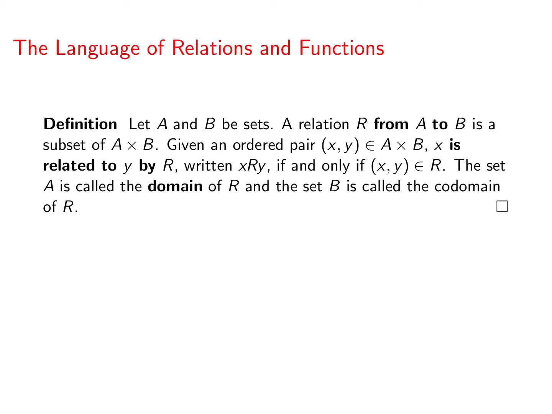All right, let's make a formal definition of what we mean by a relation in mathematics. So if we start with sets A and B, a relation R from A to B is just a subset of A cross B. And that's it. Given an ordered pair that's in the Cartesian product of A and B, we're going to say that X is related to Y by R, and we'll write X R Y if and only if (X, Y) is in R. And then some of the language that we'll use, A is called the domain of R, and B is called the codomain.